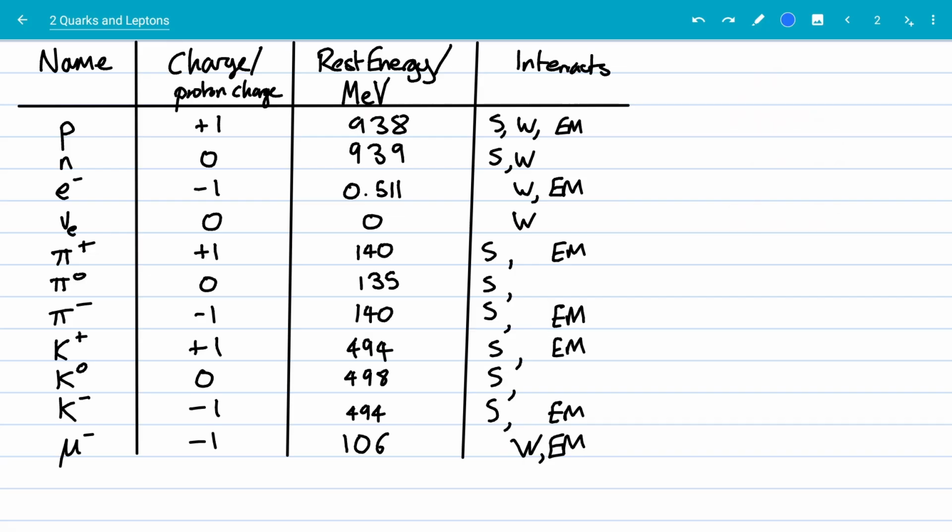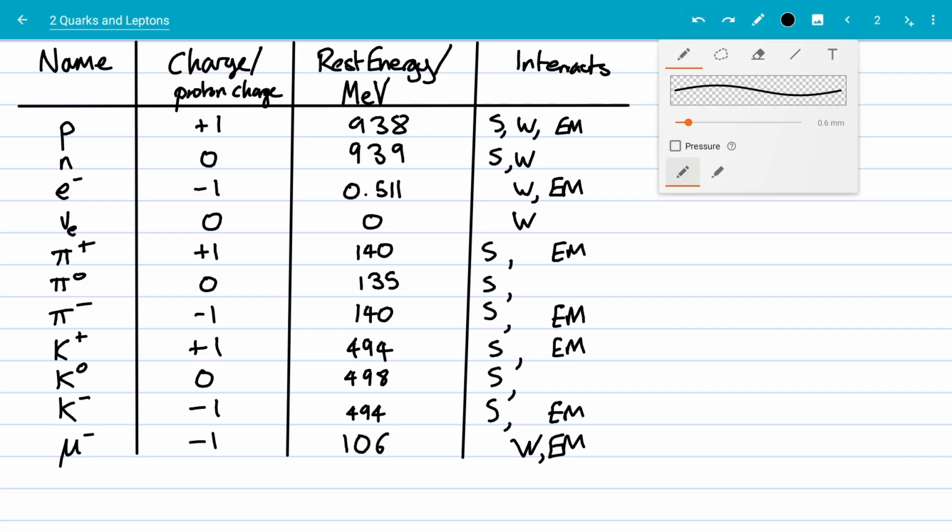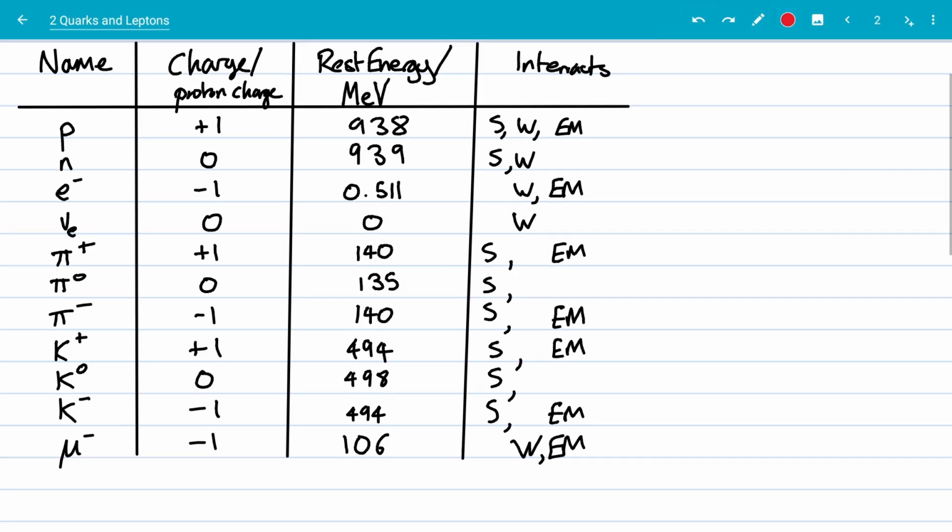I will just point out at this point that I haven't included the antiparticles for most of these, but you've got things like the antiparticle for the proton is the, oops, choose the right pen, antiparticles. So the antiparticle for the proton is the antiproton. For the neutron, it's the antineutron. For the electron, it's the positron. We don't tend to put a bar over the top for the positron, which is fine.